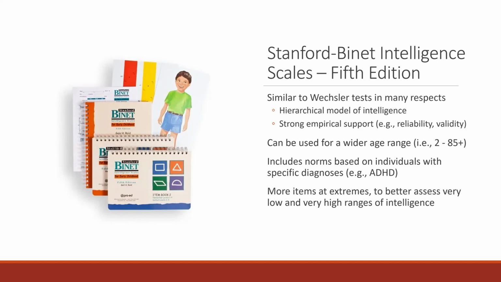Some differences are they can be used for a wider age range. So they go down to age 2 all the way up to 85, and it's one test instead of being broken up into different tests. They also include norms for people who have specific diagnoses. So for example, you can test someone who has a diagnosis of ADHD and then compare their scores to other people with ADHD rather than just people who are in their age range. And it has more items at the extreme levels. So it can be potentially more useful for assessing very low and very high ranges of intelligence.